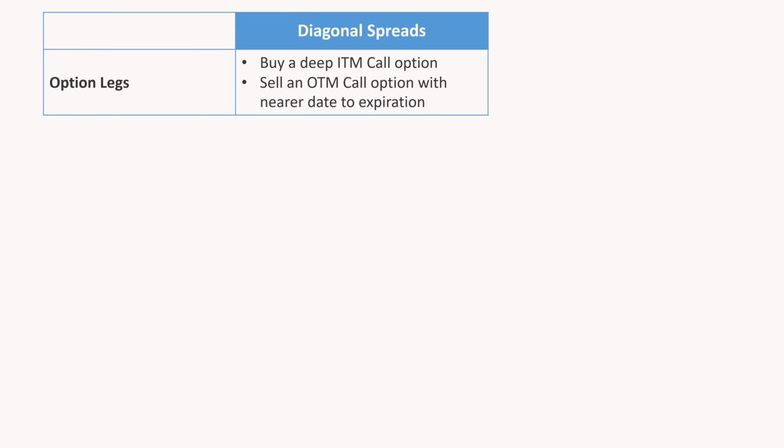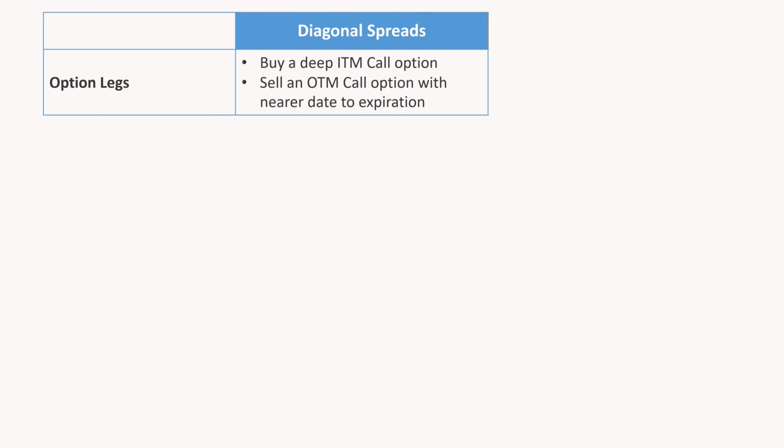So just a quick recap on the diagonal spread trade. The diagonal spread is actually a two-legged option strategy. The first leg involves buying a deep in the money call option. The second leg involves selling an out of the money call option with a nearer date to expiration. So once again, if you have not watched my diagonal spread video that I've posted earlier, I will highly recommend that you watch that video first to get an understanding of diagonal spread trades before watching this video.